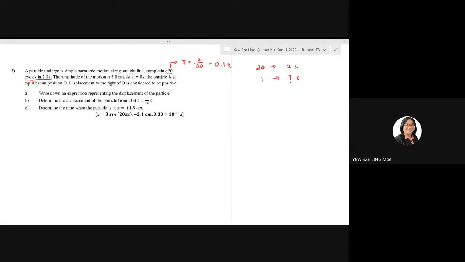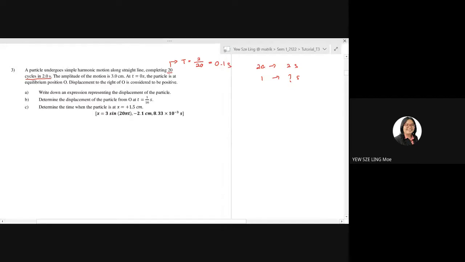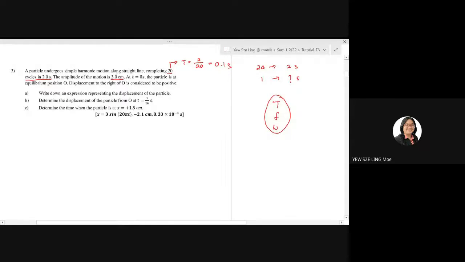That is the information that you can obtain from the statement given: 20 cycles in 2 seconds, so 1 cycle is 0.1 second. From here you obtain the period. Why is it important to obtain the period? Again, remember we have T, f, and omega. They are one family. The amplitude of the motion is A equals 3 cm.